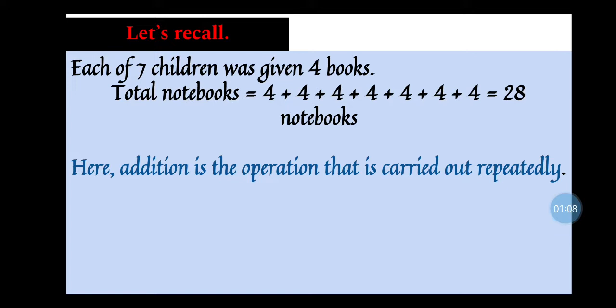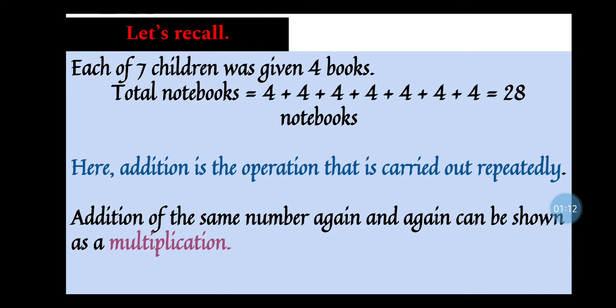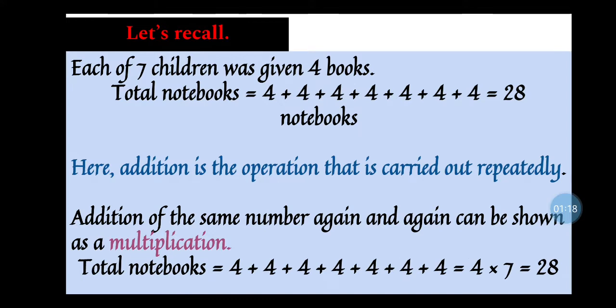So addition of the same number again and again can be shown as multiplication. So instead of adding 4 7 times, you could have used 4 into 7, that is the operation of multiplication. So our answer remains the same. Our answer is 28 notebooks.